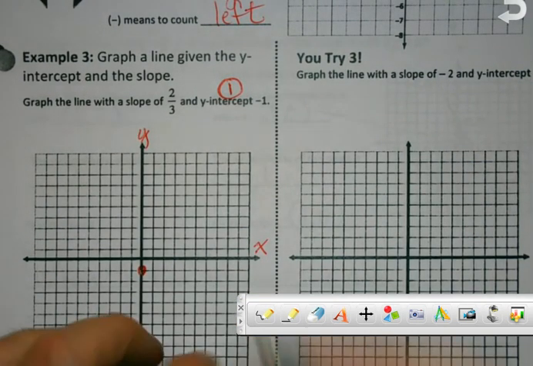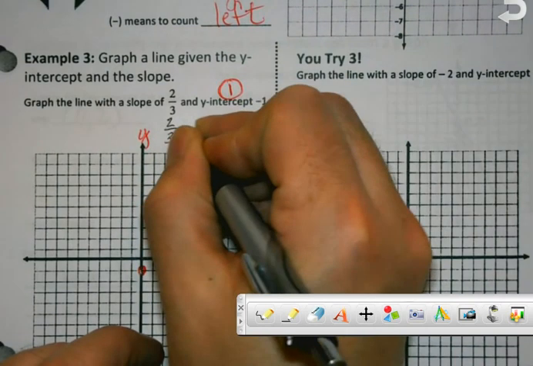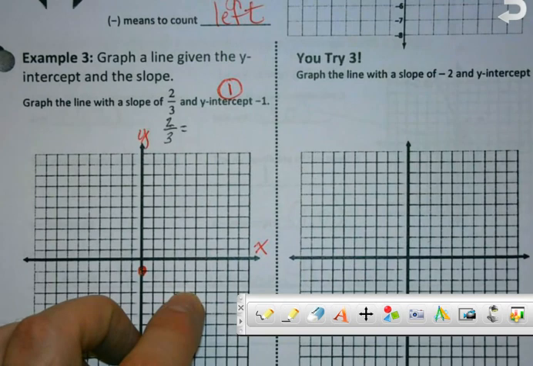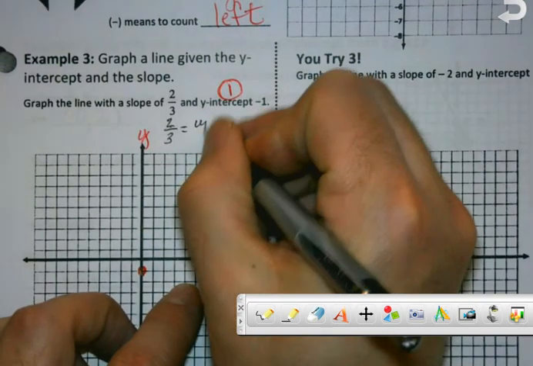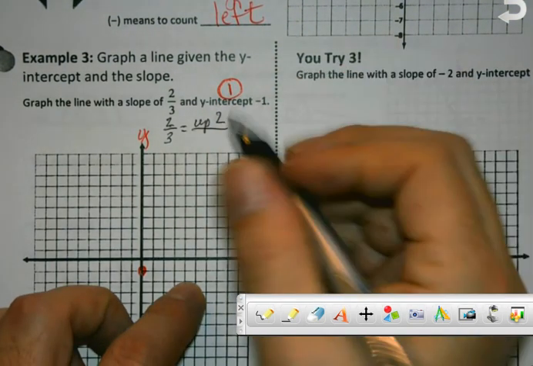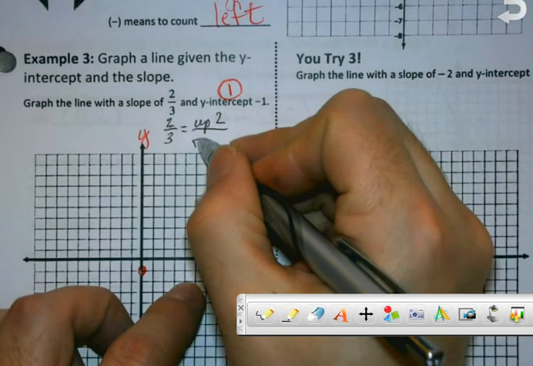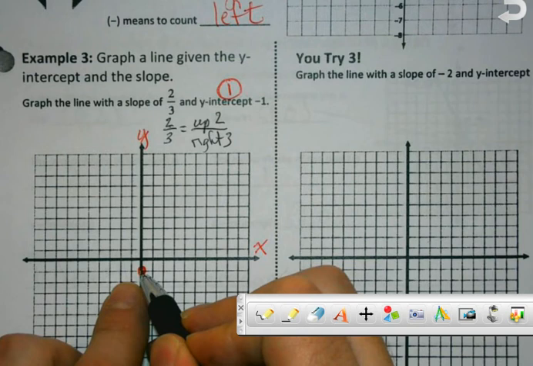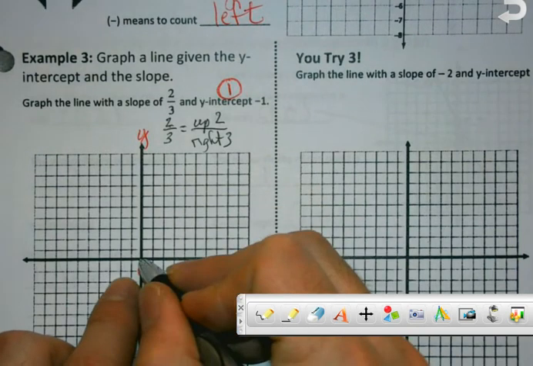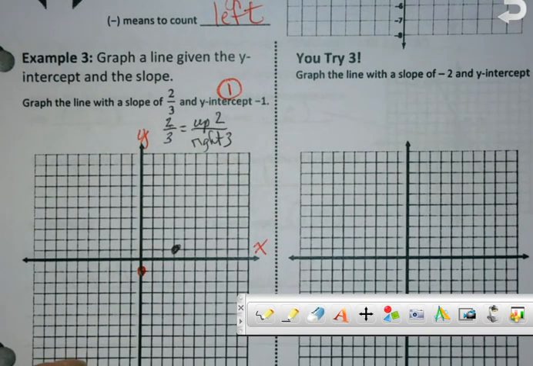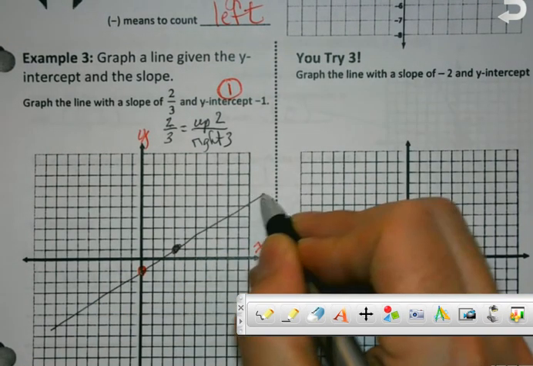And then, since my slope is 2/3, the number on top is my y value, which is always going to be up or down. So that top number means we go up 2, and the number on the bottom is my right or left, which is right 3. So from the point I already made at my intercept, I go up 2, right 3, make my second dot, and just connect the dots.